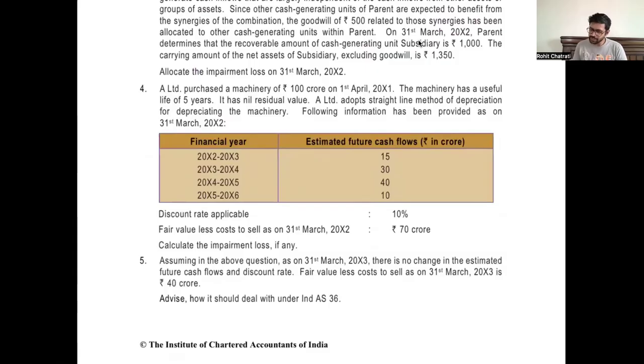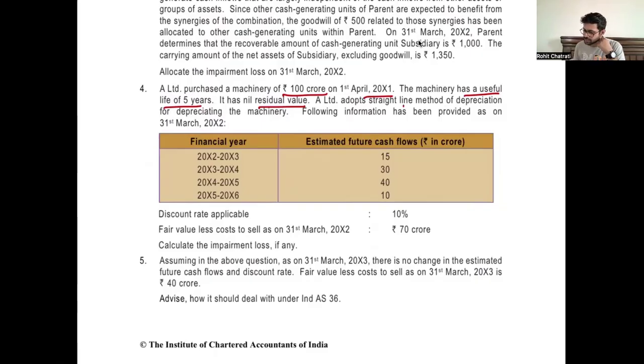Okay. A Limited purchased a machinery of rupees 100 crore on 1st of April 2011. All right, A Limited has purchased the plant and machinery for 100 crores on 1st April 2011. This is the cost, all right? This is not the carrying amount. This is the cost that they've provided because it's saying that we purchased for 100 crores. The machine has a useful life of 5 years. It has got zero residual value, all right? It has nil residual value.